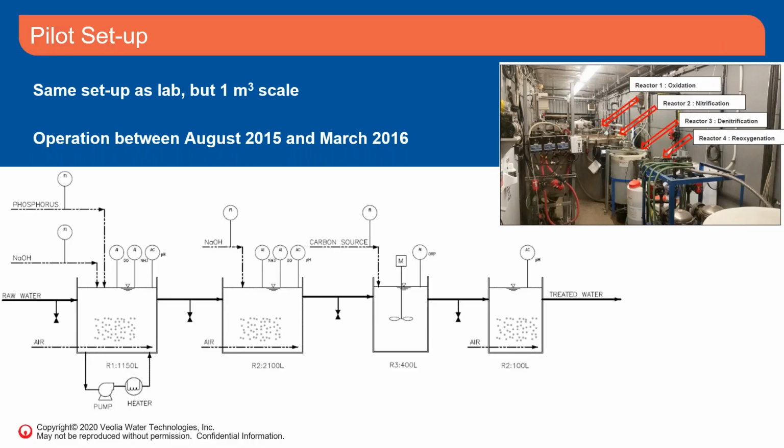Why did we do this piloting? It's because the water source is fluctuating over time and we want to make sure that the fluctuation won't affect the biological efficiency. The same setup was completed at the pilot scale as in the lab. We just added a denitrification step to see if we can do complete nitrogen removal, but it's pretty much the same setup.